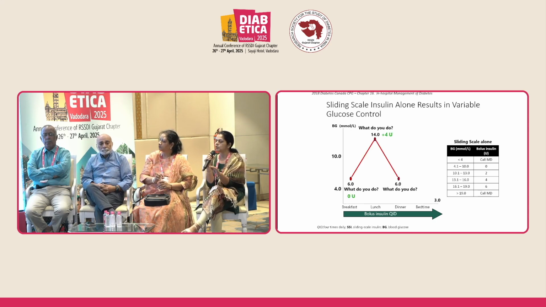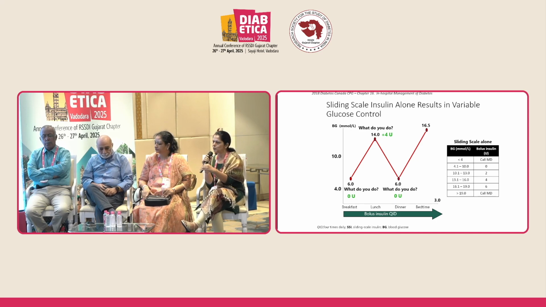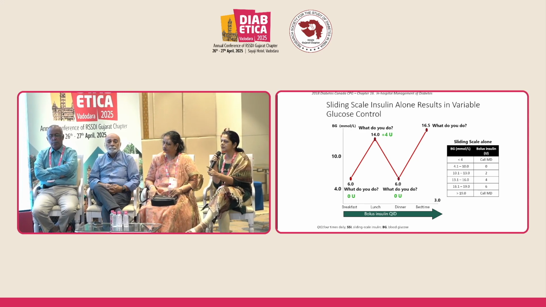Plus, because there is no basal cover to keep the sugar in control at some level, it keeps fluctuating from very low to very high, and we keep dodging between the two states. So this is the basic thing. And the more fluctuating the sugar is, the more detrimental it is. That has been proved always. So that is why it is better to use basal bolus regime rather than using a sliding scale.